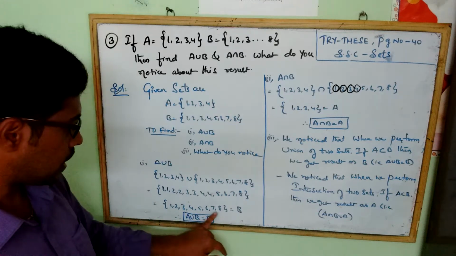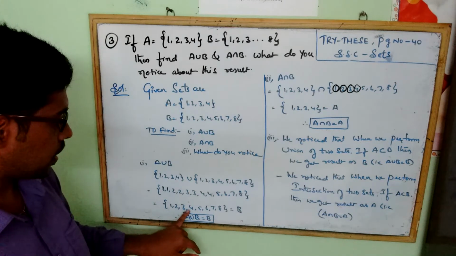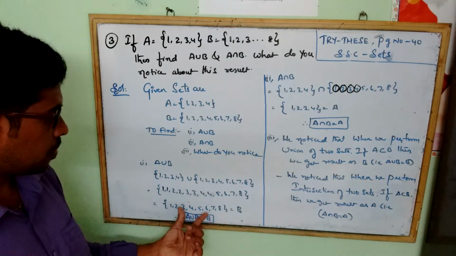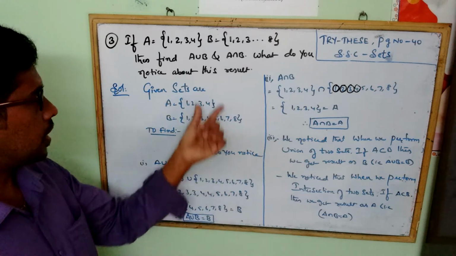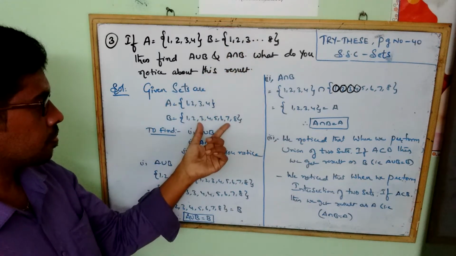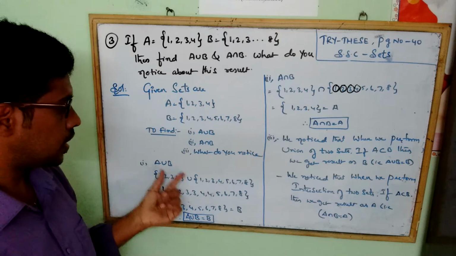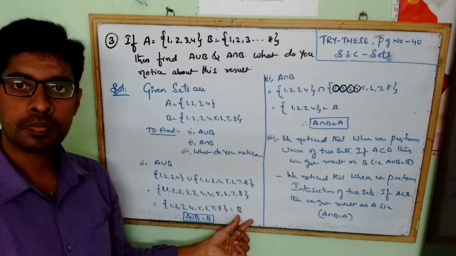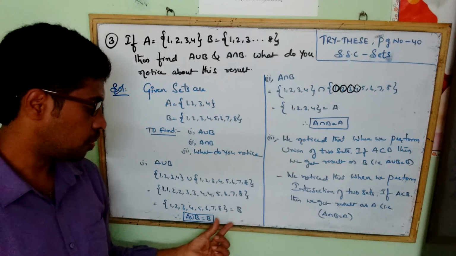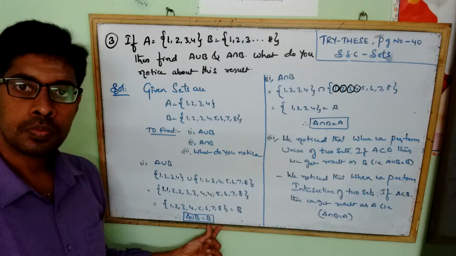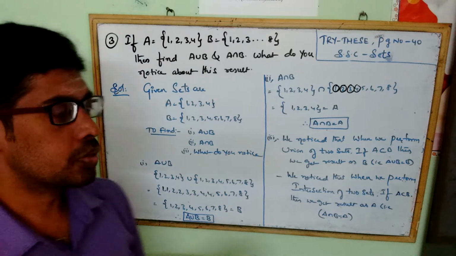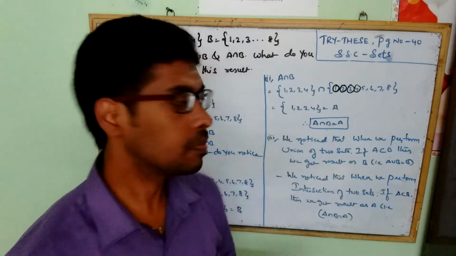So what elements do we get? 1, 2, 3, 4, 5, 6, 7, 8. But these elements are the same as set B only, right? Therefore, A union B is equal to B, guys. A union B equal to B. Understood?